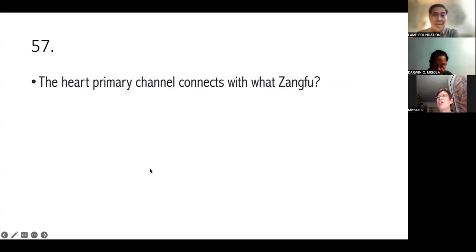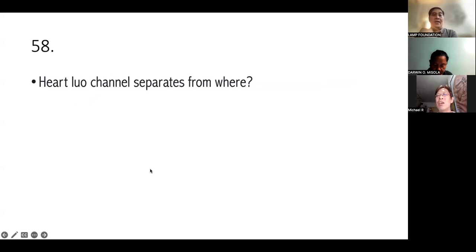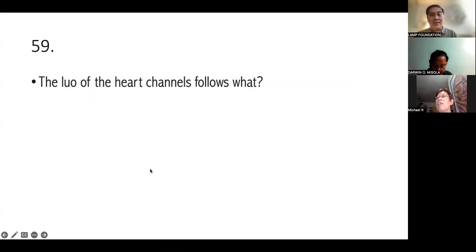Okay. Number 58, the heart luo channel separates from where? From the heart channel at heart 5, it connects with the small intestine channel. Good. The luo of the heart channel follows the heart channel to the heart system, then continues to the root of the tongue and the eye. Okay.